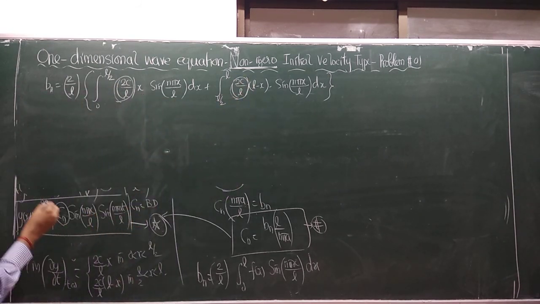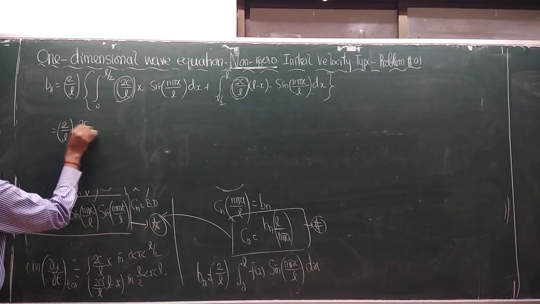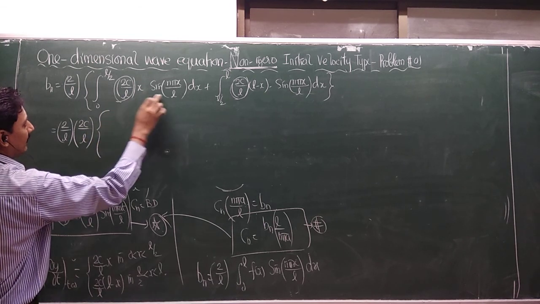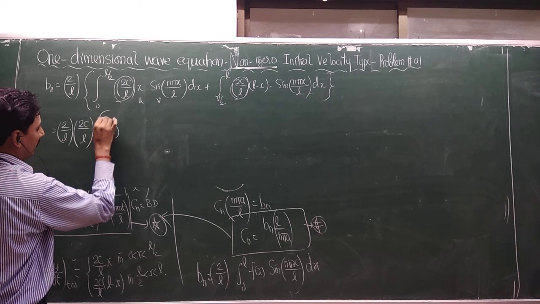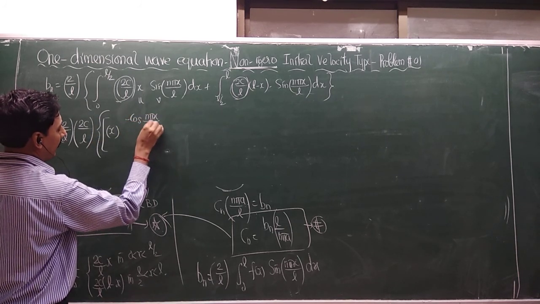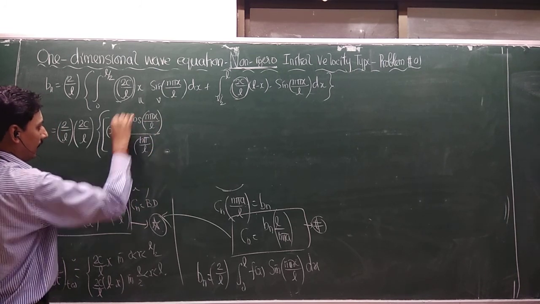So let us take the 2c by L outside. So 2c by L is taken outside. For the balance, this is the balance one, x. So I use the Bernoulli formula. So x into sin n pi x by L, integration is minus cos n pi x by L by n pi by L.